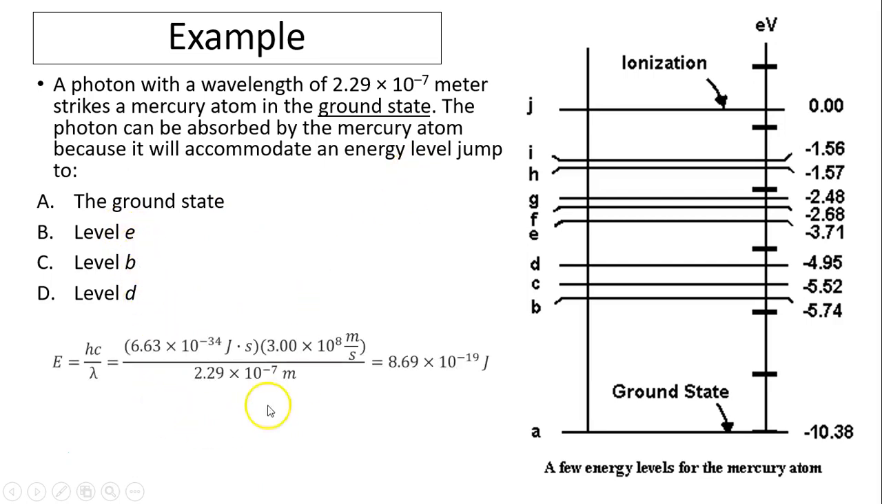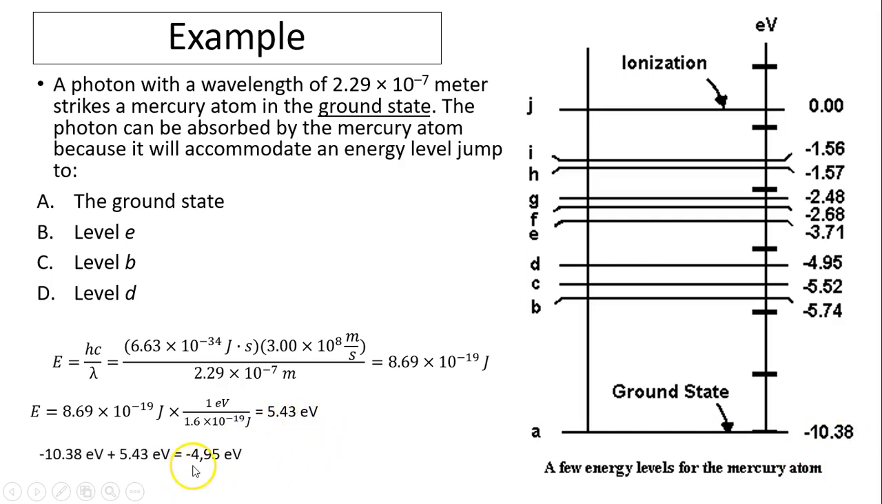So let's see. First we have to see how much energy is in joules here. Then we convert that joules back to electron volts. Remember, joules to electron volts, we have to divide by 1.6 times 10 to the negative 19. So we have 5.43 electron volts. Now, originally, you'll have negative 10.38 electron volts. When you add 5.43, you will have negative 4.95. So 4.95 corresponds to level D.